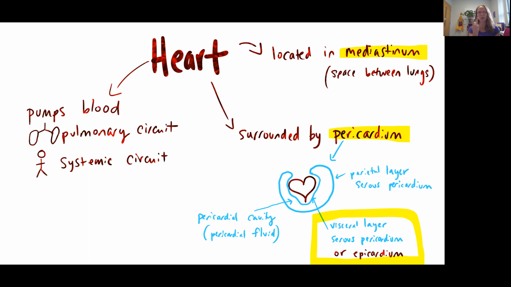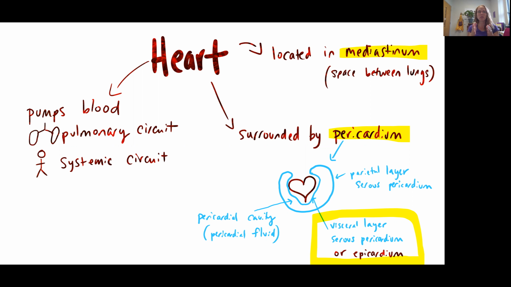There are two layers to the serous pericardium. You have the outer layer, which is the parietal layer. You have a pericardial cavity, which is full of fluid, and then you have an inner layer, the visceral layer, which is up close to the heart. It's also referred to as the epicardium, meaning on the outside, above or upon the heart.